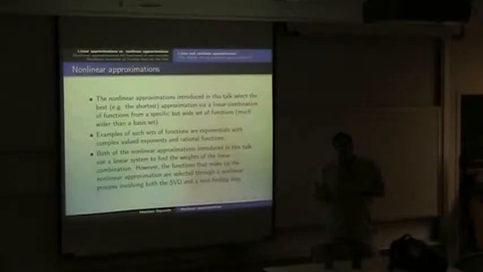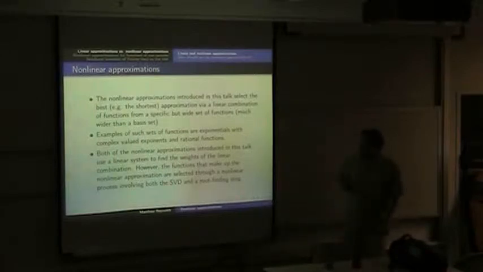So it's similar to Fourier type methods in that manner, but when we're finding these functions, the way we do it for nonlinear approximations with complex valued exponents and rational functions is we use the SVD and then we use a root finding step after that.